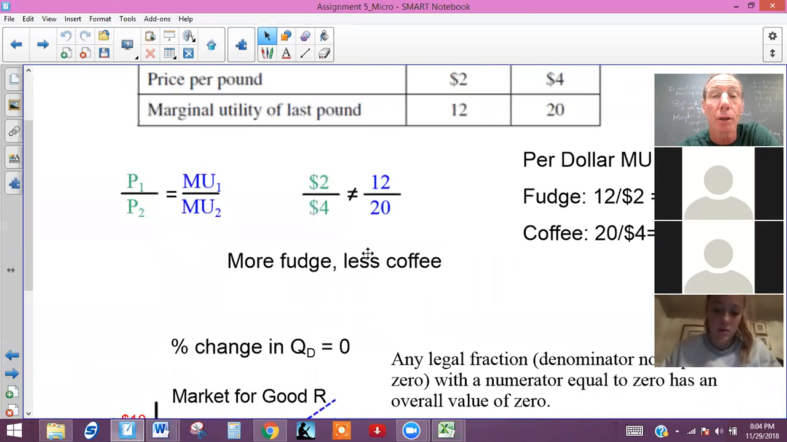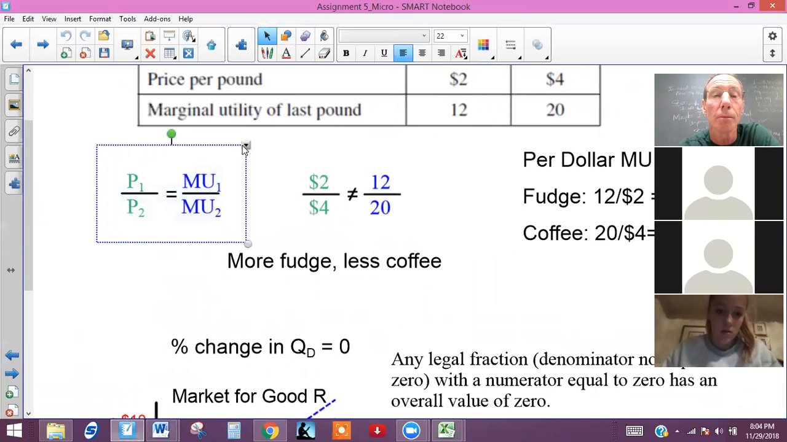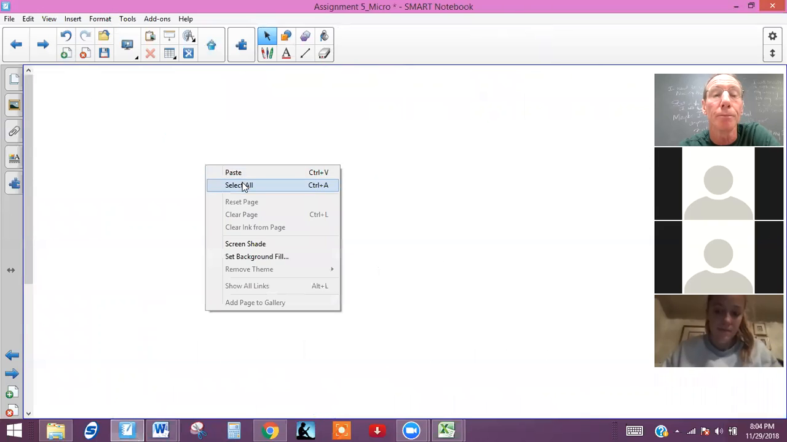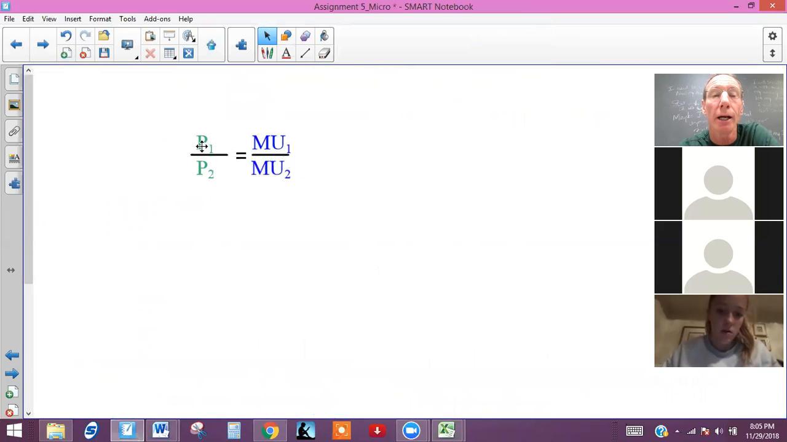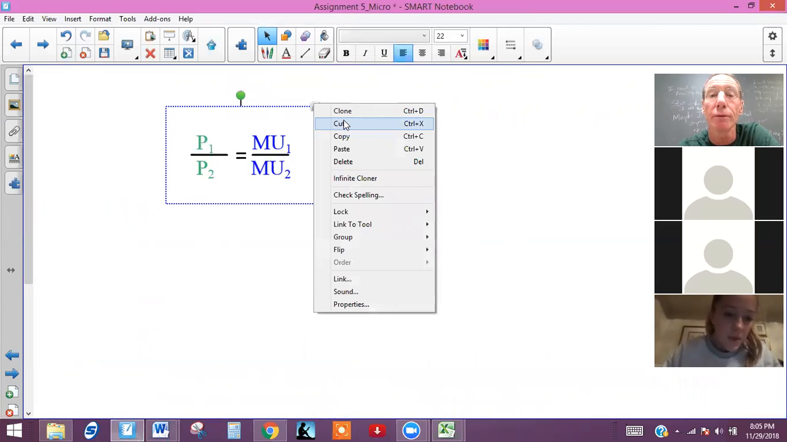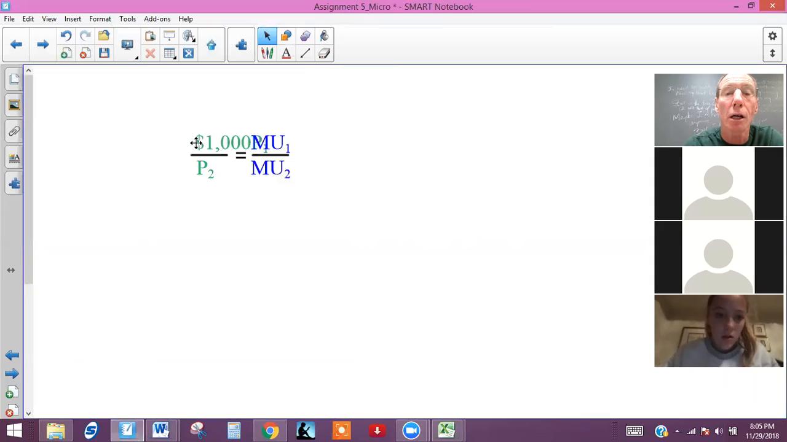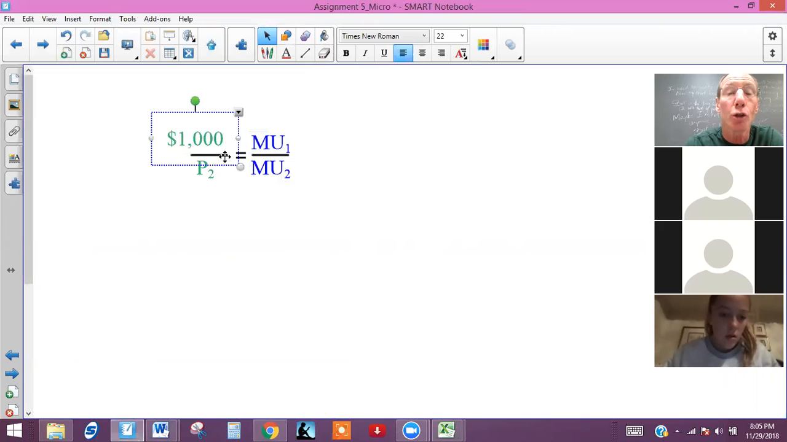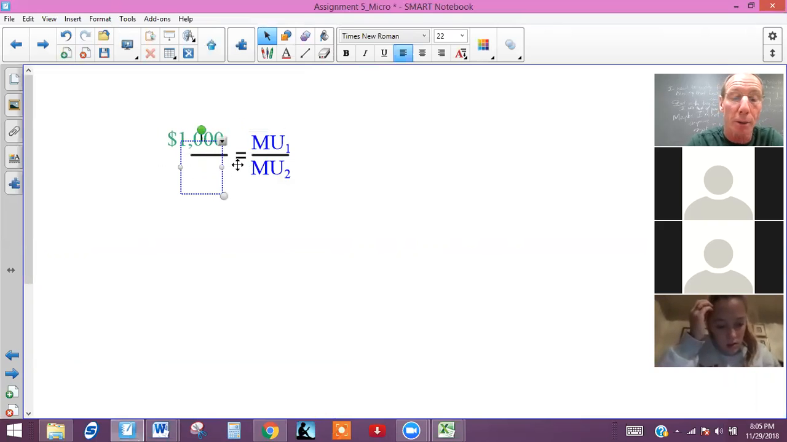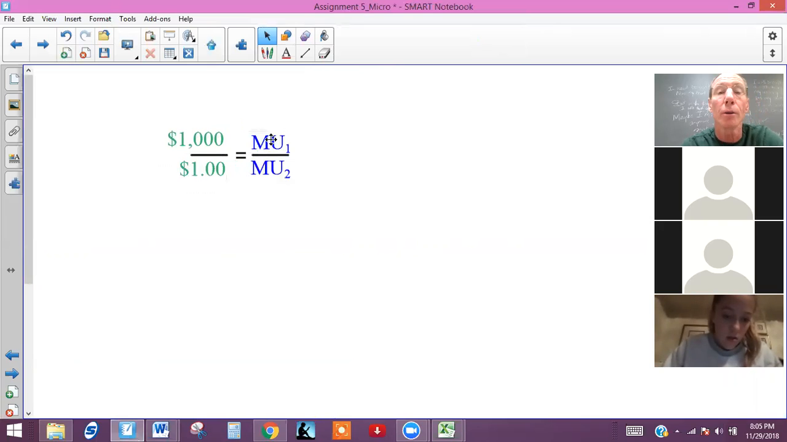So if you had, for example, something really expensive for one of the items. I'm trying to get to grouping here. Here we go. All right. So if you had something really expensive that cost, I don't know, $1,000, and then the other item was something really inexpensive that cost $1, right? Well, you're going to want the marginal utility for whatever this is to be 1,000 times more.